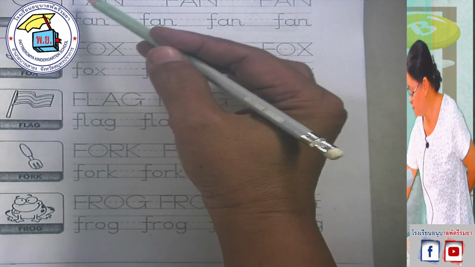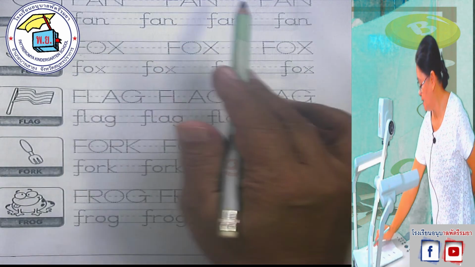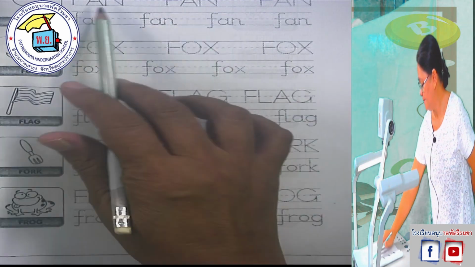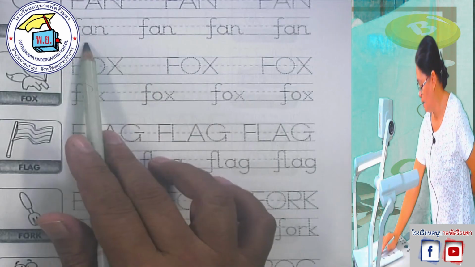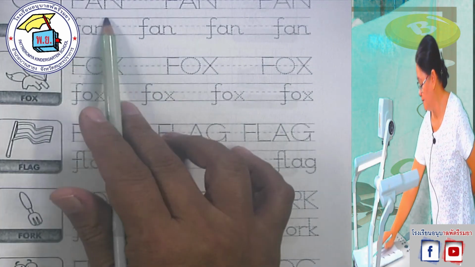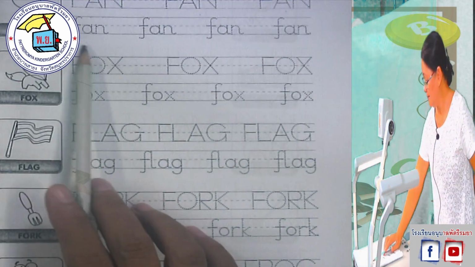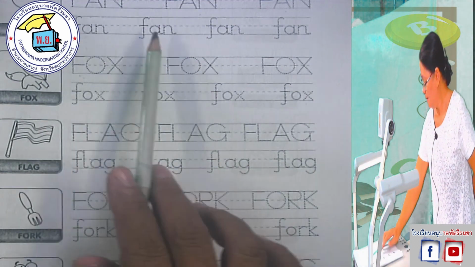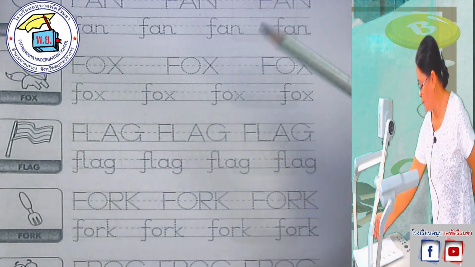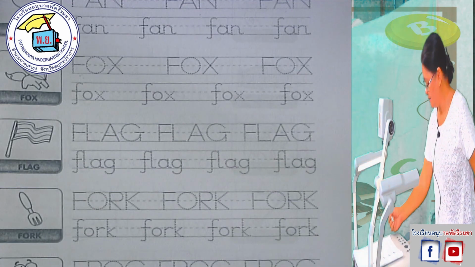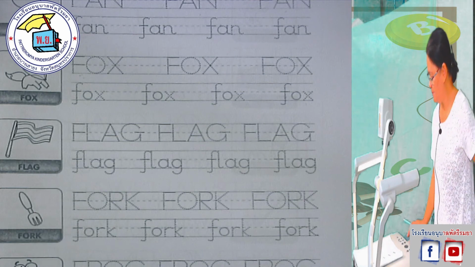You have to trace the word fun. See, there is a letter A here. Fun. Big letter A and the small A. And it sounds fun, fun, fun. You have to trace that. And then the small fun. You also have to trace all the words here. K3, you have to trace and color the picture. Okay?